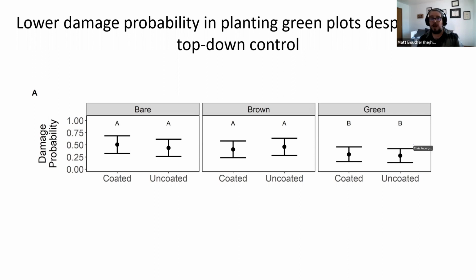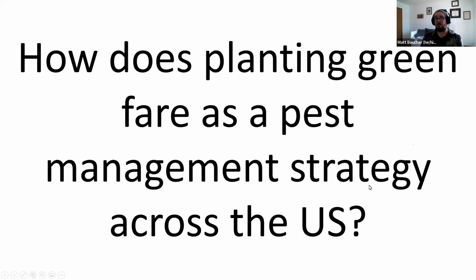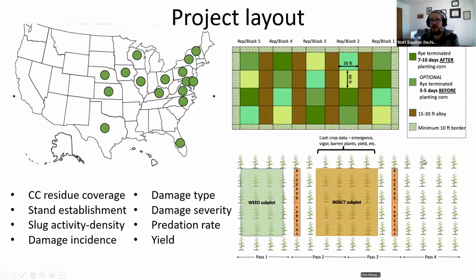So that kind of brings us to our big question here, which is how does planting green fare as a pest management strategy across the United States? We have some data from Pennsylvania. We need to expand this. That's what PSA is here to do. And so that's what I'm going to talk to you about. All right, so the project layout is pretty straightforward. You might have seen this numerous times before, so I won't spend too much time on it.